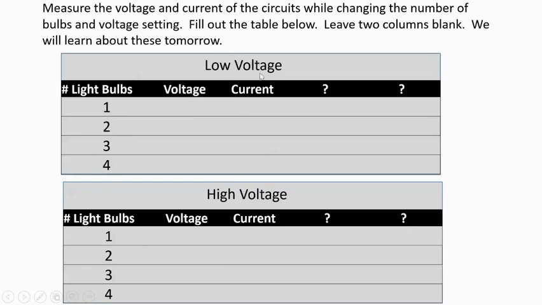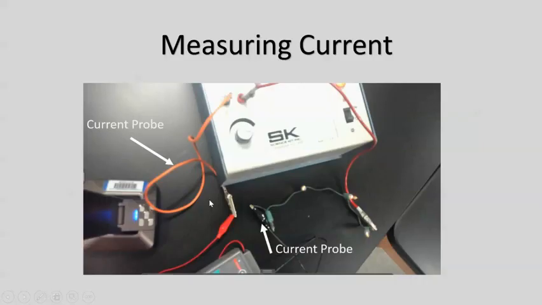You're going to do this when the voltage is set to low, and you do it again when the voltage is set to high. So you'll notice on the box there's a little knob, and if you want to do low voltage, you do somewhere maybe in the middle, and then if you want to do high voltage, you turn it all the way to the right. And you'll see the Christmas lights will get dimmer or brighter.